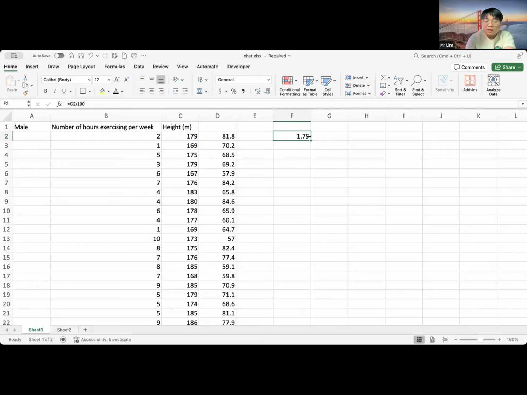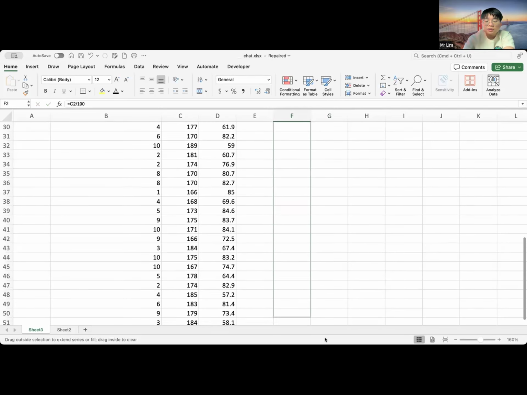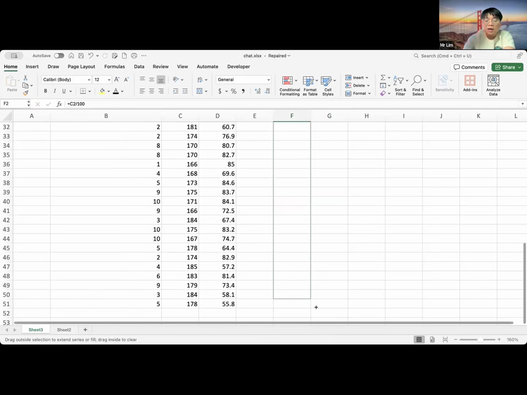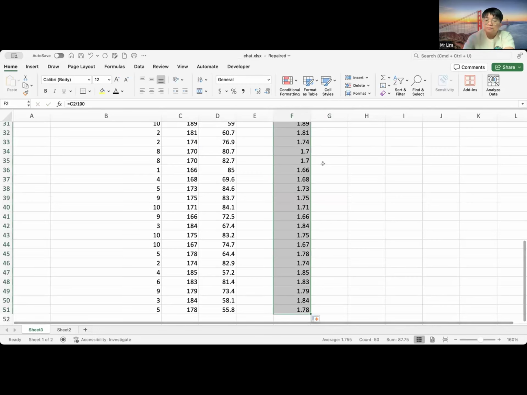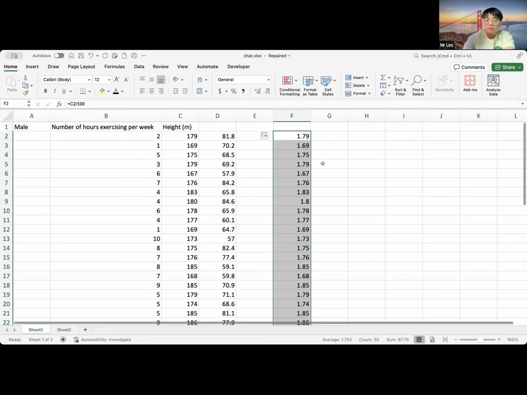Then on this cell, on its right bottom, double click it. I don't know why I cannot double click. It's okay. If you cannot double click, just hold and drag it down until your last data, and then all of them will be converted to the meter form.